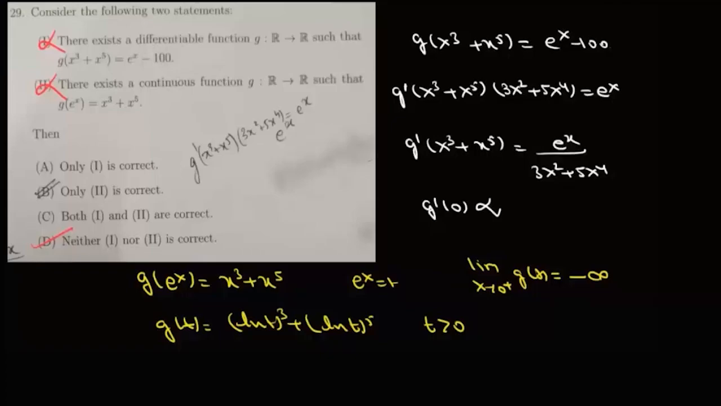Now in question number 29, we are given two statements. There exists a differentiable function g such that g of x cube plus x to the power 5 equals e to the power x minus 100. We need to check whether such a differentiable function can exist or not.